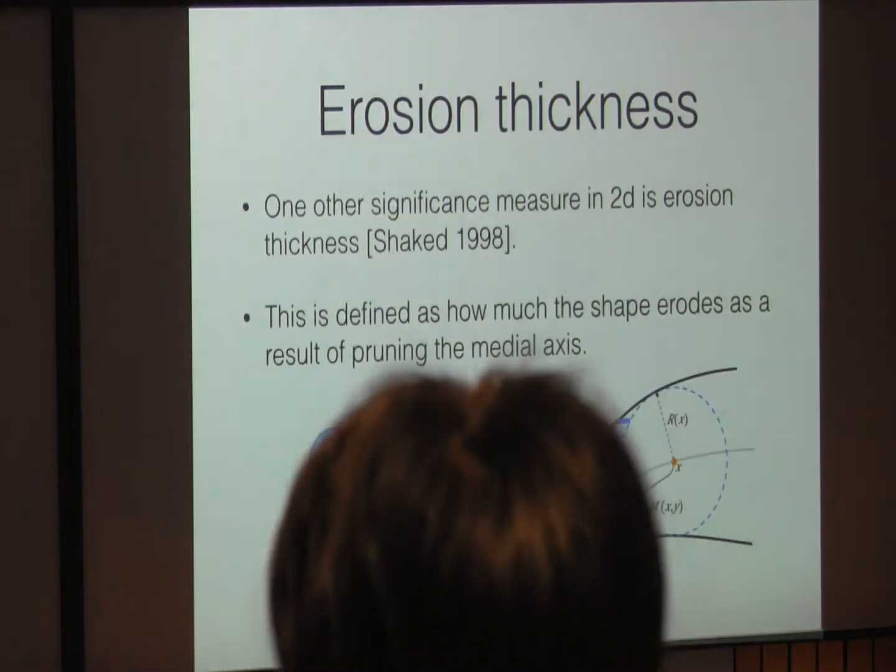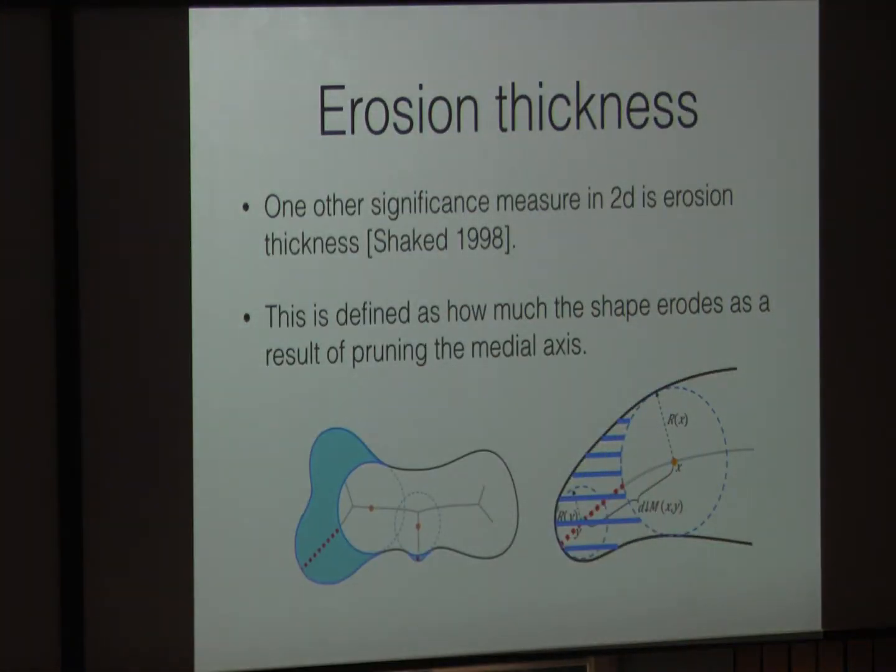So the other significance measure, and this is only in 2D, is a slightly more recent one called erosion thickness. This is defined as how much the shape erodes if you prune the medial axis. And I'm hand waving a bit there, but the definition is sort of in the picture. If I were to prune at X in this picture on the right, I could look at the ball, and I could cut off anything further away towards outside the ball. You see I've shaded that in blue there.